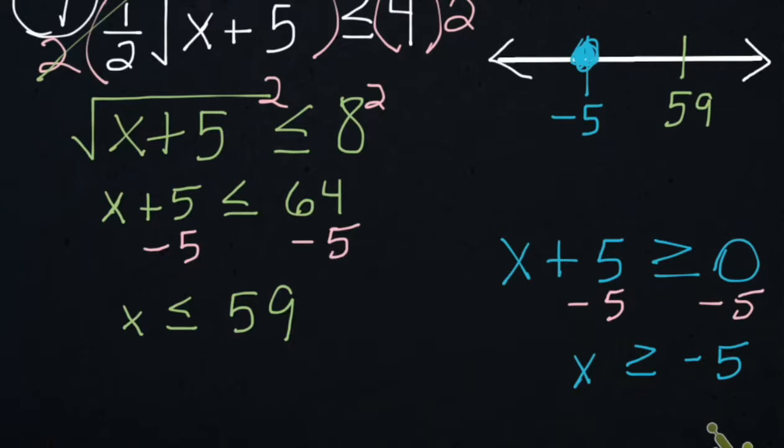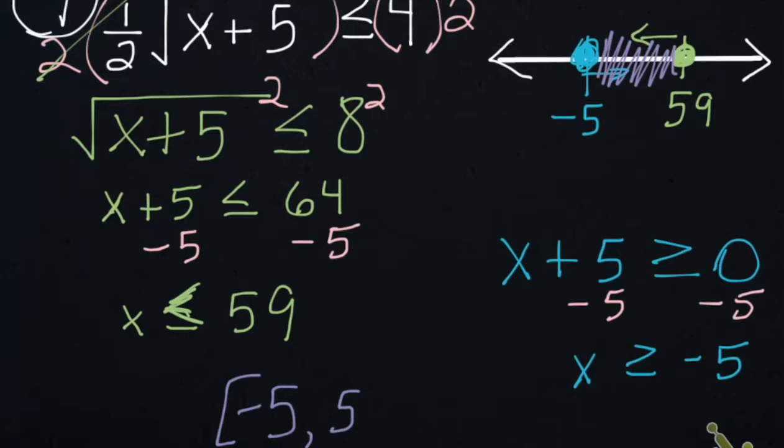59 goes on the right because it's bigger. The solid dot is because the part 2 is always greater than or equal to. 59 also gets a solid dot. The 59 is going to shade to the left, and the negative 5 shades to the right. My shading overlaps in the middle. So my solution is every number, including negative 5 and 59, and all the numbers in between.